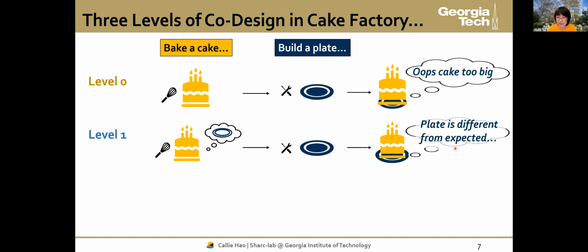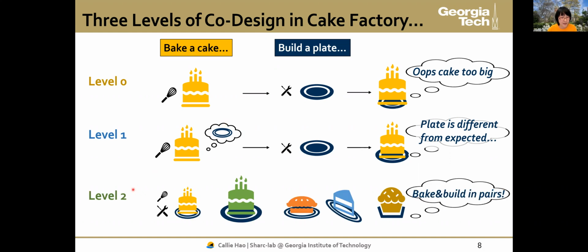What if the plate is different from expected? Sometimes we have the wrong estimation. In this case, we still need to go back, but this is already better than level 0. And now we have level 2. Things get much smarter. Now we try to bake and build in pairs. We're doing the 2 things at the same time. Now we bake the cake, and at the same time, we build the plate. And if we want something different, we build the cake and build the plate at the same time. So in this case, the cake and the plate can be paired perfectly. So this is much better.